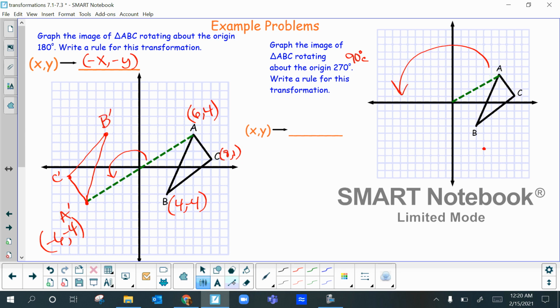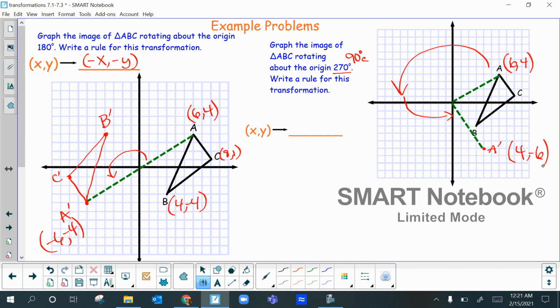And so you can see how that's a perfect 90-degree rotation. Okay? 90-degree rotation to the right, but 270 degrees all the way around. So this is going to be my A prime. And so remember, A was at 6, 4. A prime is at 4, -6.